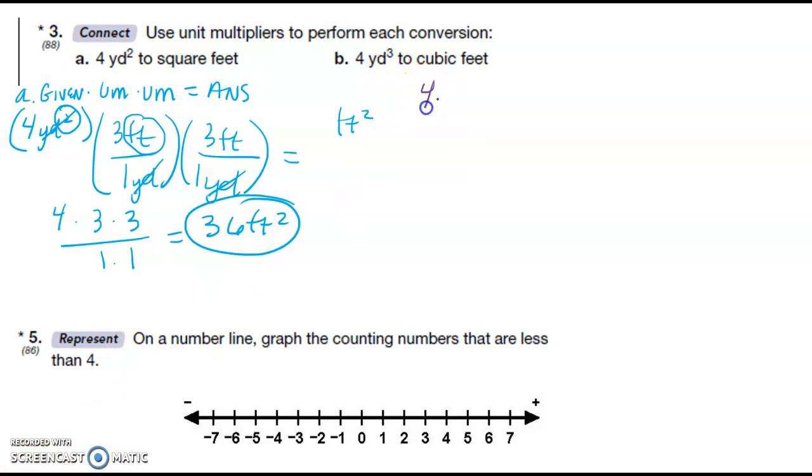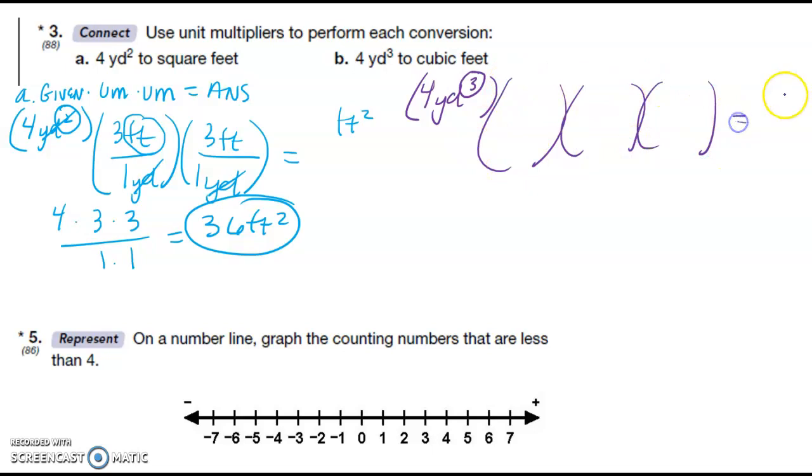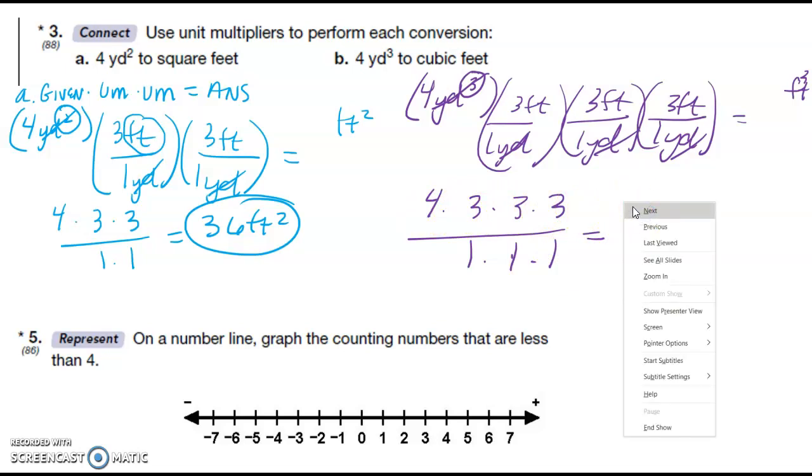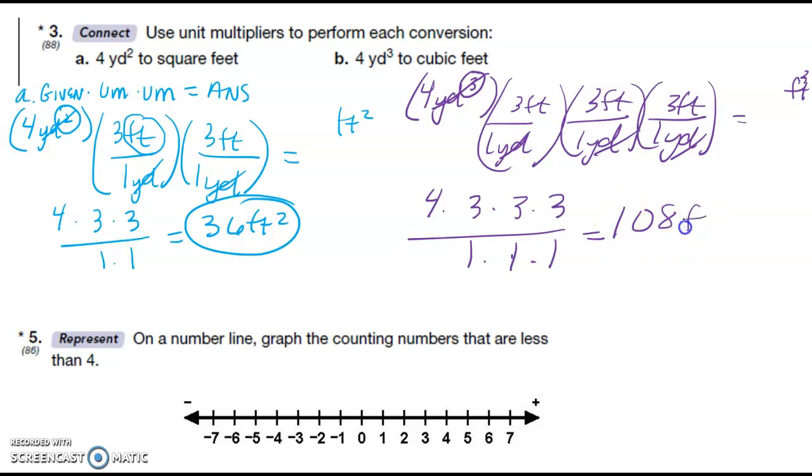Over here we have 4 yards cubed, which means we're going to have 3 of something. So 1, 2, 3. We're trying to get to feet cubed. 1 yard is 3 feet. That's 1. That's 2. That's 3. So 1, 2, 3 yards, and yards squared. We end up with 4 times 3 times 3 times 3 over 1 times 1 times 1. So that's 12 times 9, which is 108 feet.